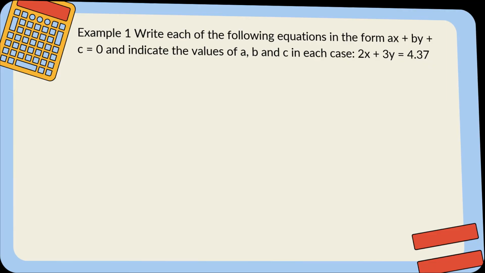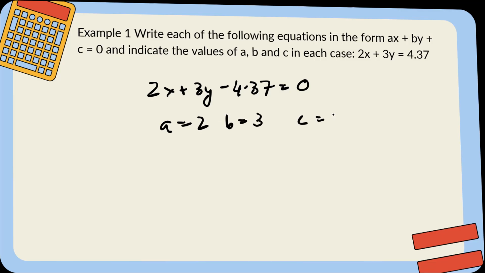Now the last question, write each of the following equations in the form ax plus by plus c. Indicate the values of a, b and c. Very simple. 2x plus 3y minus 4.37, right? So what happens? Here a is what? A is 2, b is 3, right? And c is minus 4.37. Very simple, right?